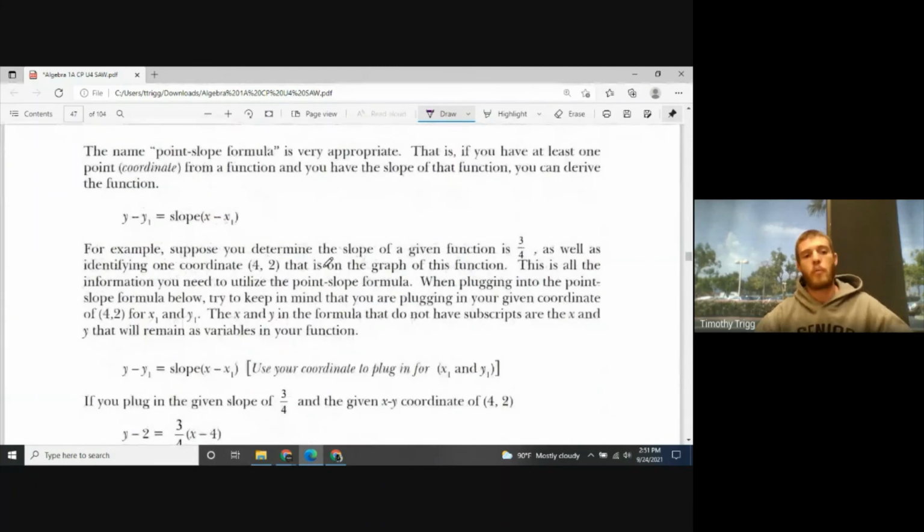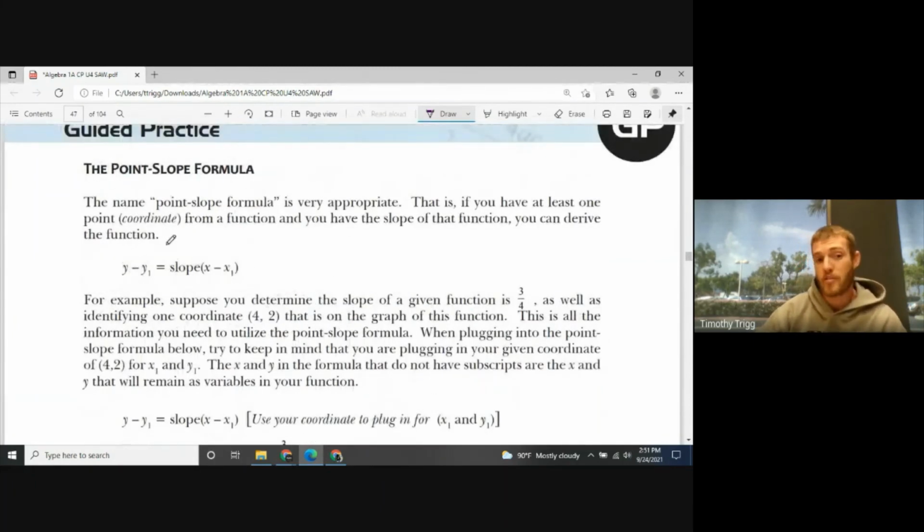There's one more form we need to talk about. It's called the point-slope formula. Basically, it's another form of a linear equation, but we should be able to go from point-slope into standard or point-slope into slope-intercept. But basically, it looks like this. y minus y sub 1 equals the slope, or m, multiplied by x minus x sub 1. Okay.